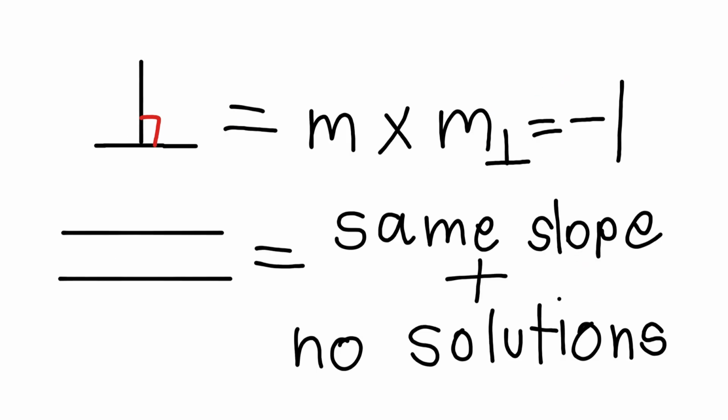Now, if the two lines are perpendicular, the product of their slopes is equal to minus 1. And if the lines are parallel, they have the same slope and also they don't have any solutions.